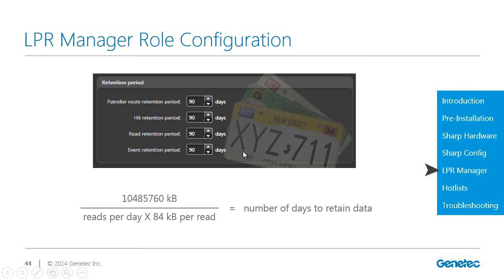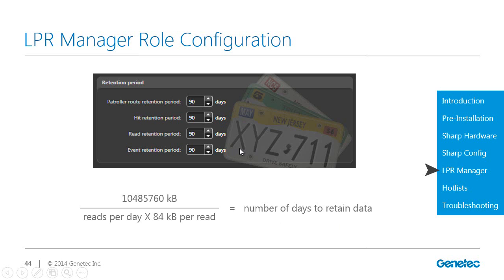So by default, Security Center comes with SQL Server Express 2008 R2, which has a 10 gigabyte database size limit. Now, a conservative estimate of a read that's stored on the database is about 84 kilobytes. So using the number of kilobytes per read times the number of estimated reads per day, we can figure out how much database space we're using in a day, and we can find out how much we can fit into the 10 gigabyte database. So once we figure out the number of days to retain the data, we can change the retention periods here to reflect that.